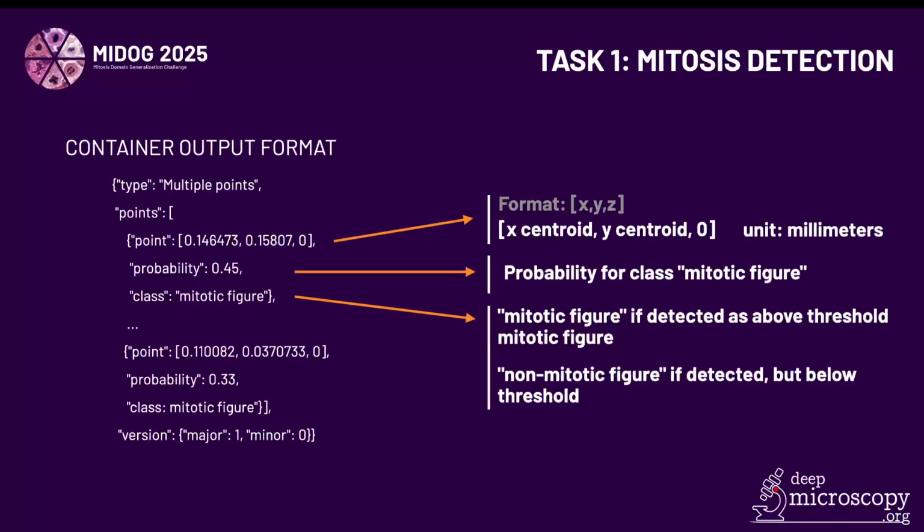There is another entry in the list, which is the Z coordinate, which is obviously always 0 as we're talking about single plane images. Then, for each detection, you need to give the probability of being a mitotic figure. This is necessary for the calculation of threshold-less metrics such as average precision. And finally, you have to give the decision whether this is a mitotic figure, which typically means it had a probability above your optimized threshold or not. If your method decides it is a mitotic figure, so it's above threshold, then you give it the class mitotic figure, else it needs to be a non-mitotic figure.